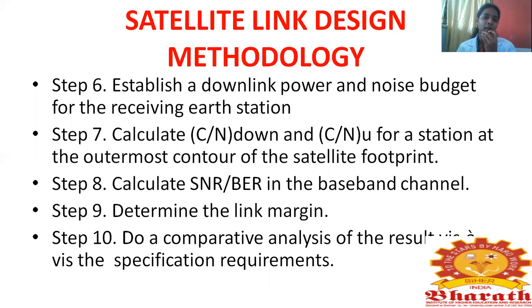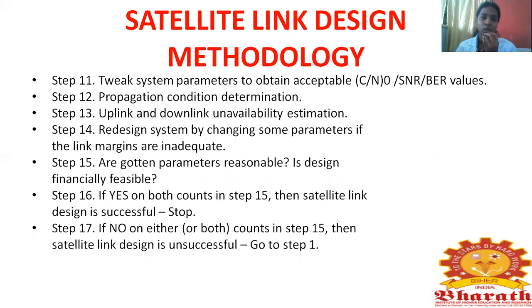When you go for the sixth step, the last two steps will be repeated for the downlink. Now you're going to identify the downlink power, and in step 7 you're going to calculate the carrier to noise ratio, right? After this you're going to have the signal to noise ratio in the baseband channel. And in the ninth step you're going to identify the link margin. We do all these steps, and the comparative analysis of the result and the specification requirements has to be done to identify whether you have met the requirements given by the customer. That will be done in step 10.